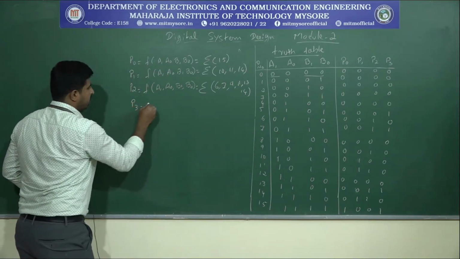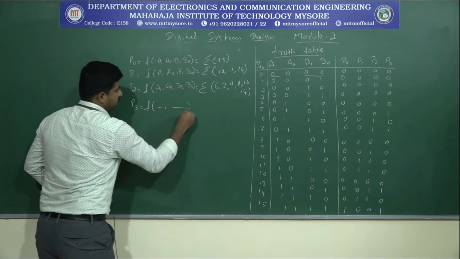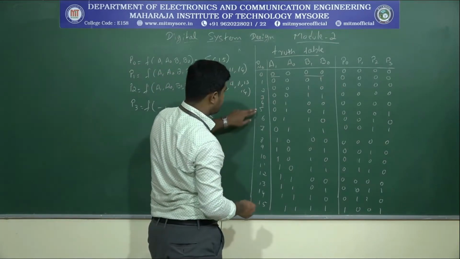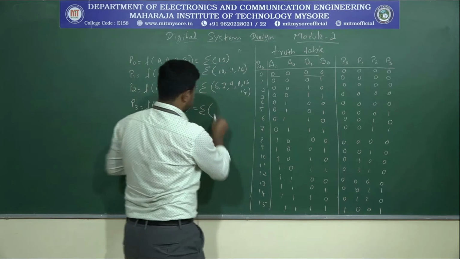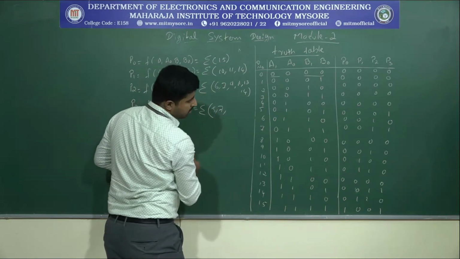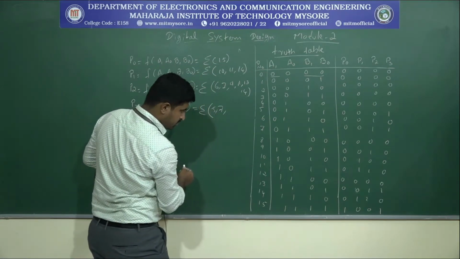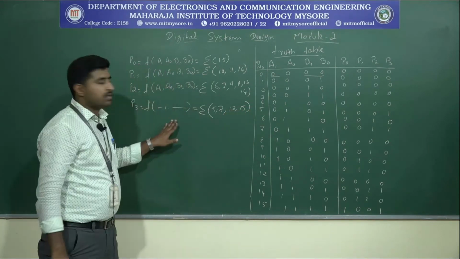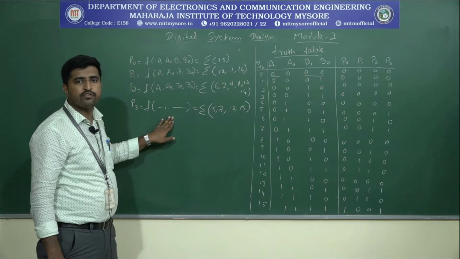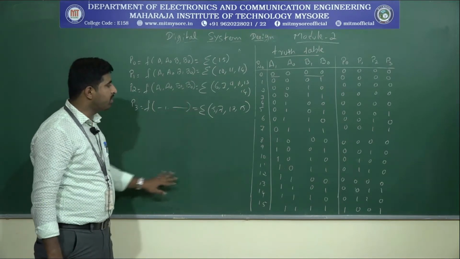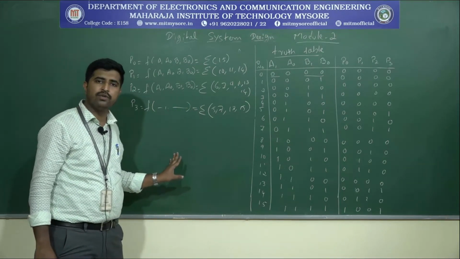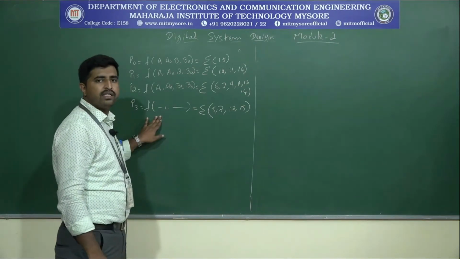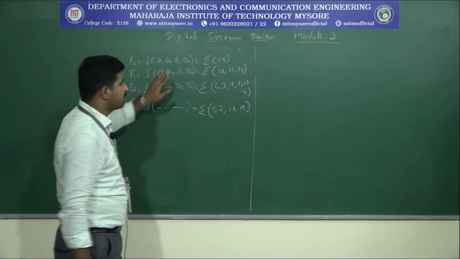Similarly, P3 equals summation of 5, 7, 13, 15. So this is how we are going to get the switching equations. Now we need to write the K-map and simplify the equations. We will write the K-map for P0.